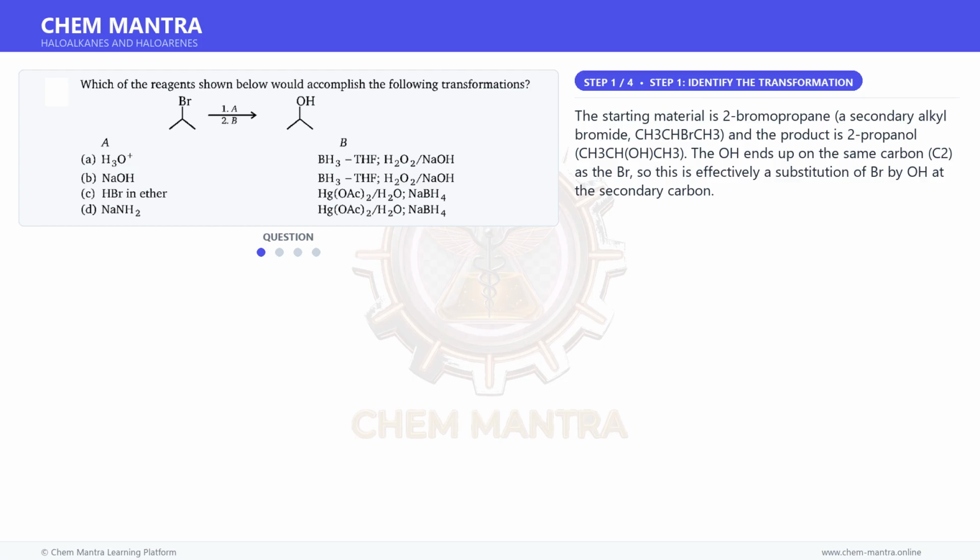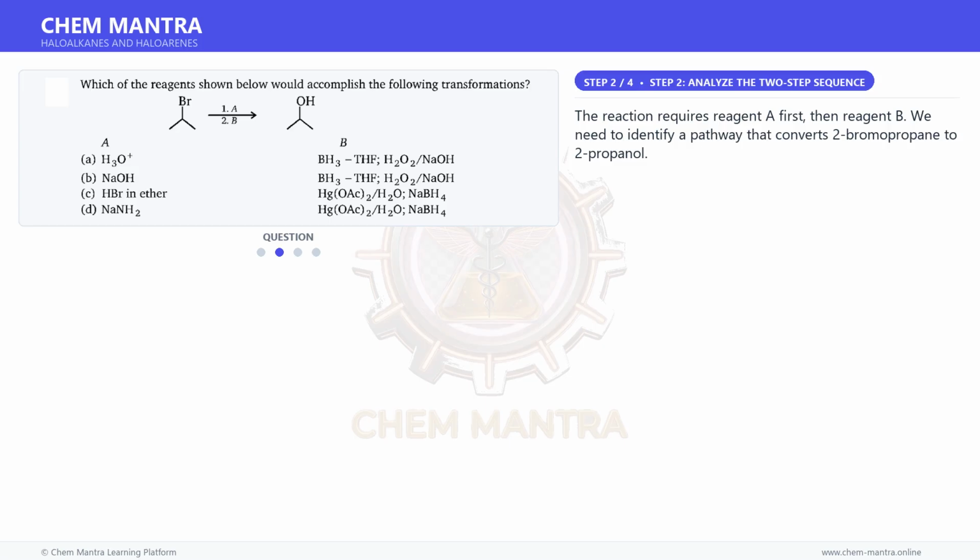The starting material is 2-bromopropane, a secondary alkyl bromide, CH3CHBrCH3, and the product is 2-propanol, CH3CH(OH)CH3. The OH ends up on the same carbon, C2, as the Br, so this is effectively a substitution of Br by OH at the secondary carbon.